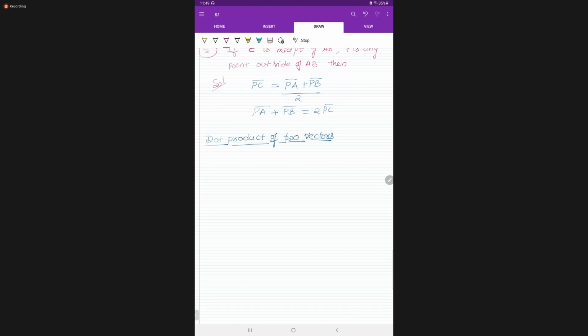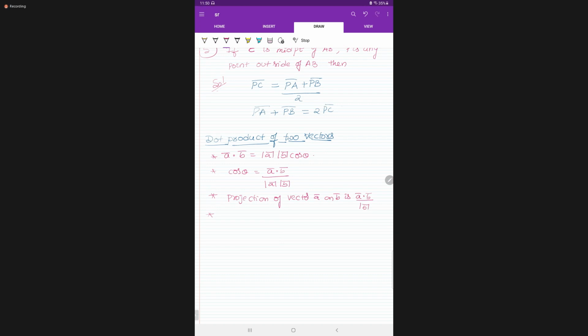First of all, tell me the formula. A bar dot B bar is equal to modulus of A bar into modulus of B bar into cos theta. Next, cos theta is equal to A bar dot B bar by modulus of A bar into modulus of B bar. Next, projection of a vector A bar on B bar is A bar dot B bar by modulus of B bar.